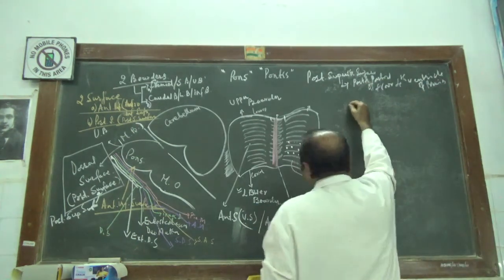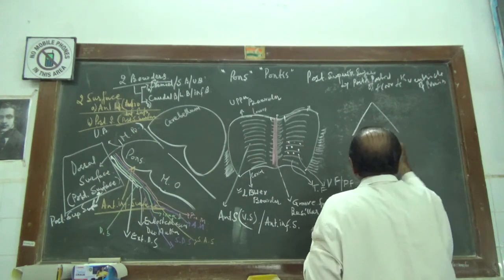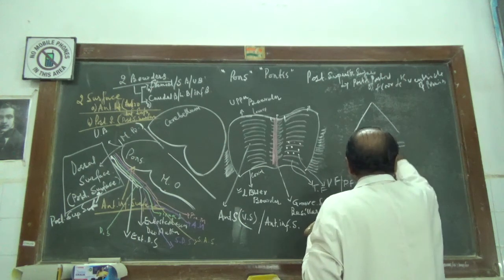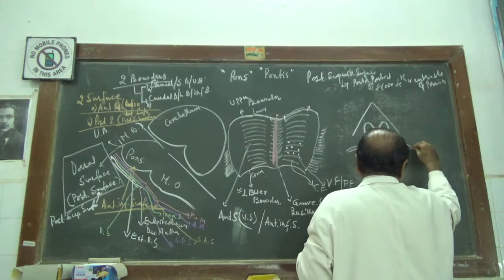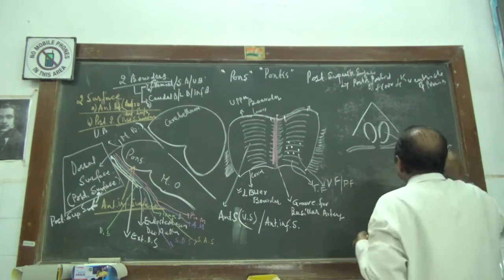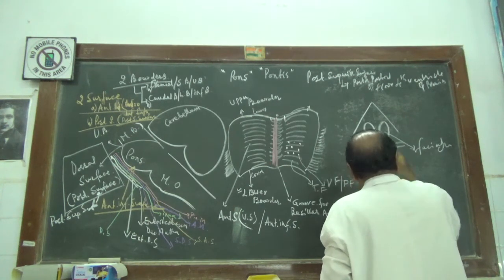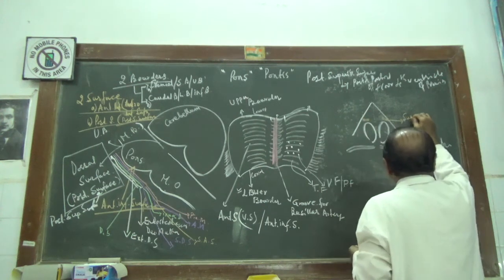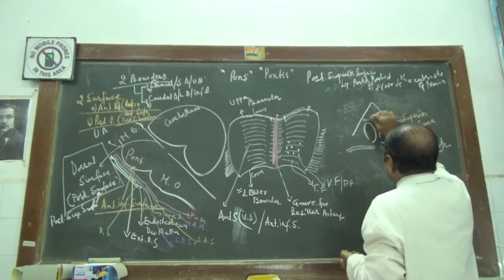So in that, if you want to see, it will be like this. Now these are the facial colliculi. Then you have here again the superior fovea on either side.